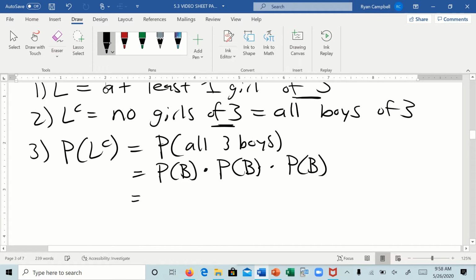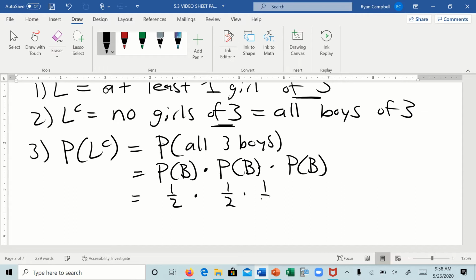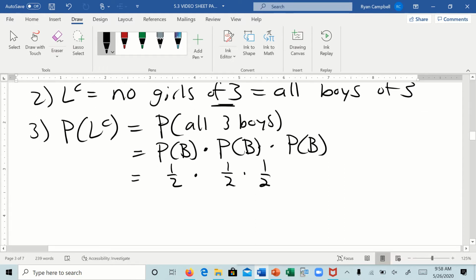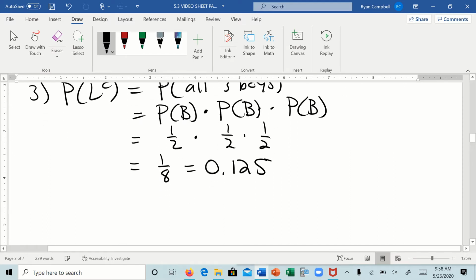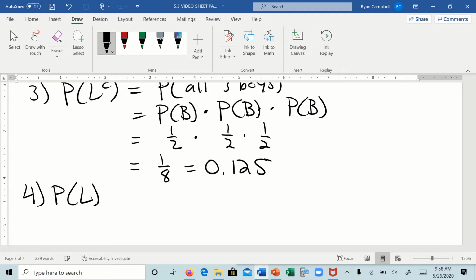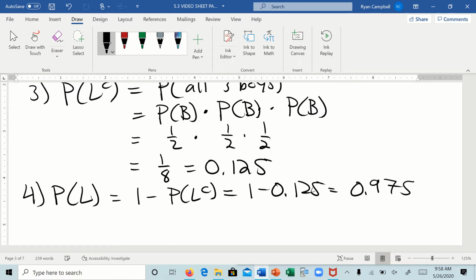So if you multiply it out, what's the probability of having a baby boy? 1/2. What's the probability of having a baby boy? 1/2 and 1/2. So we end up with 1/8 or 0.125. And then for the 4th one, now we just need to find the probability of our event that we wanted, L, which was just 1 minus the probability of the complement. So 1 minus 0.125, which is 0.875. And that's our final answer. Oh, sorry, I first said 0.975, but it's 0.875. My bad.